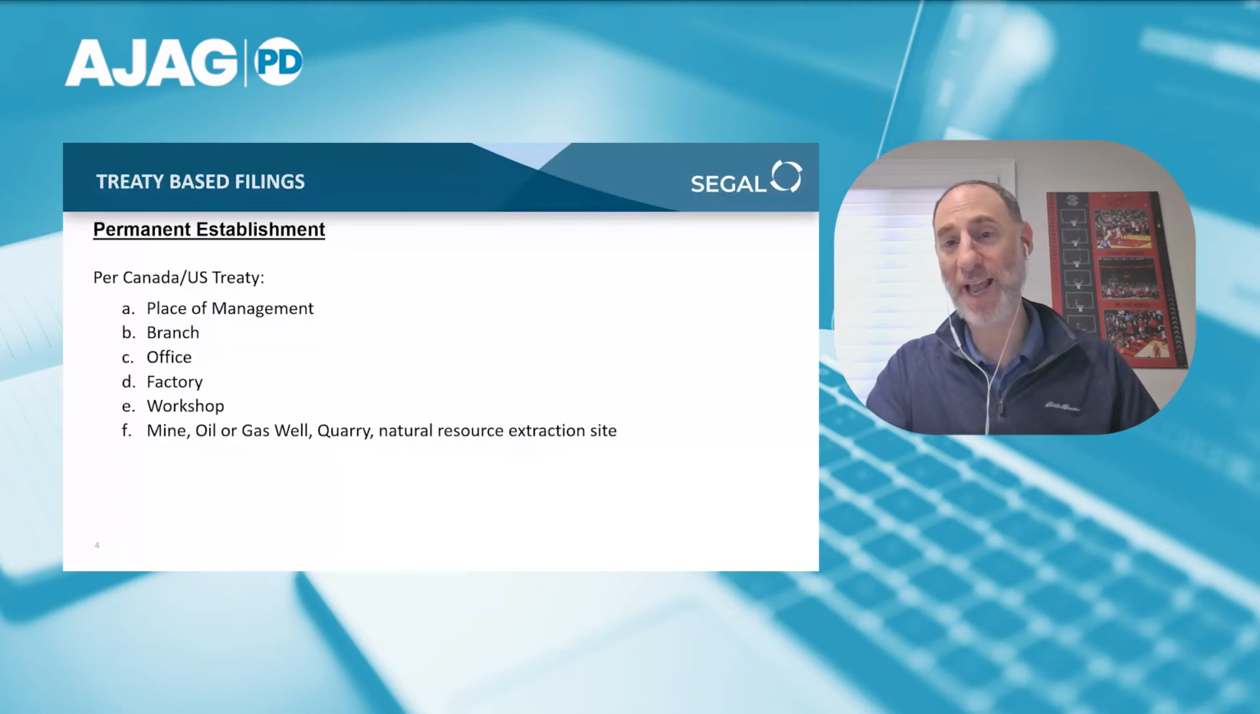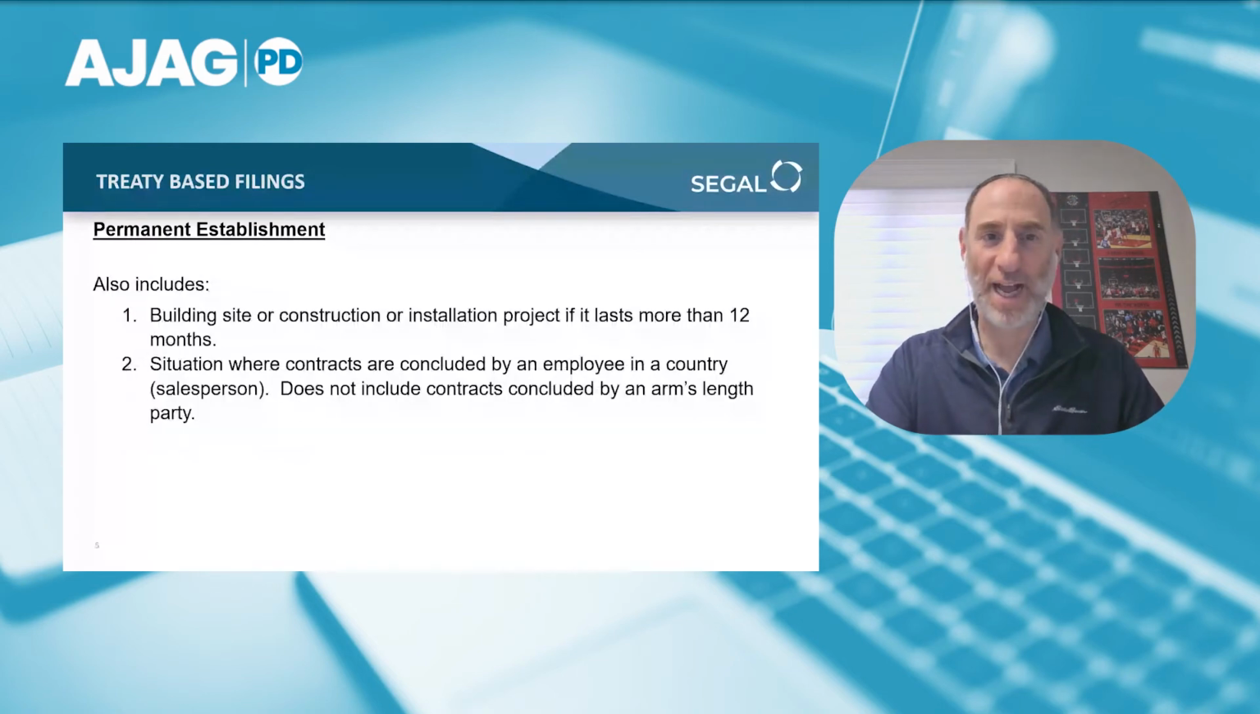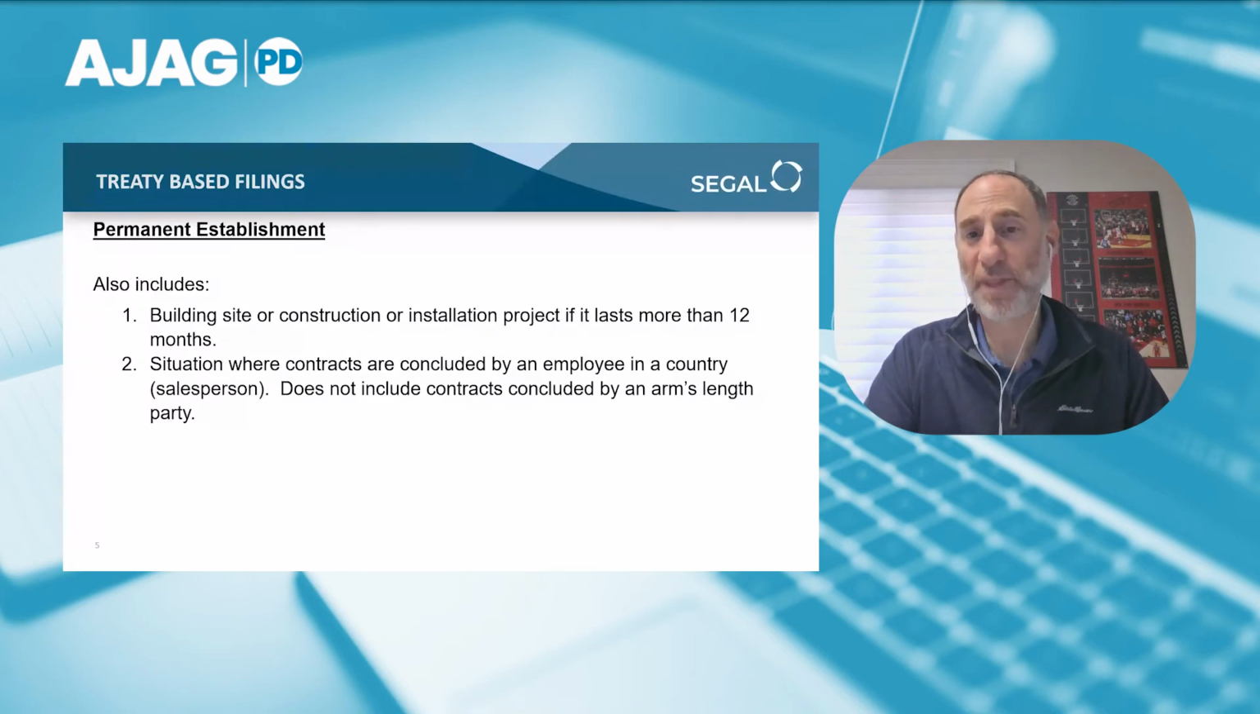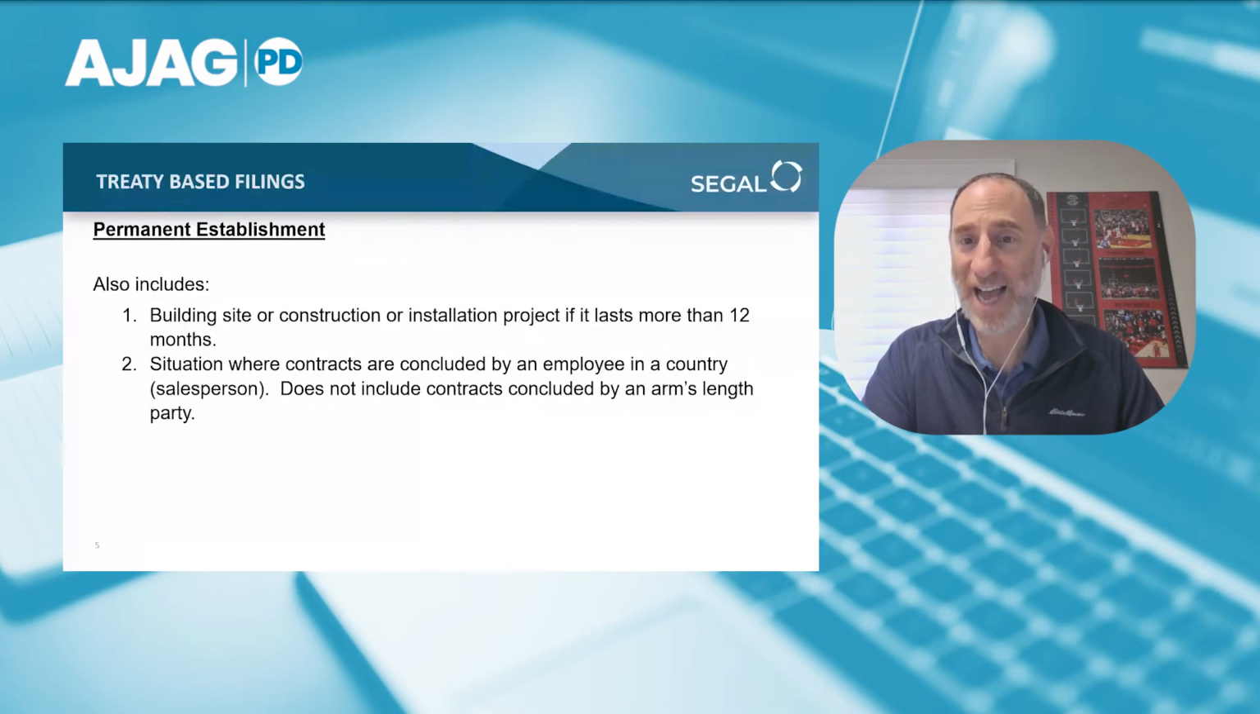So there's an expanded definition of a permanent establishment. It also includes a building site or construction or installation project if it lasts more than 12 months. So that's important because, what if something was bought down in the States and the project takes a very long time? That U.S. company now has a permanent establishment in Canada.